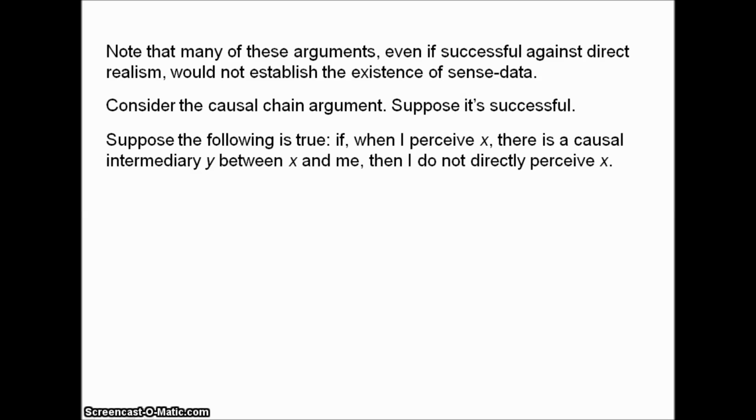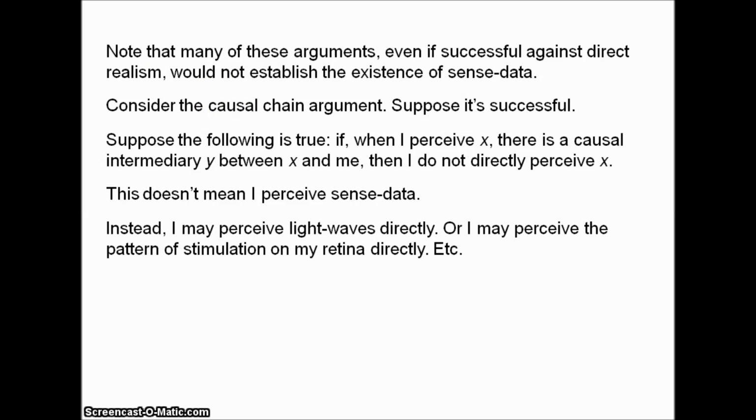For example, between the cup in front of me and myself, light waves are a causal intermediary. Okay, so I don't perceive the cup directly, but this doesn't mean that I perceive sense data. Instead, I perceive light waves directly, or I perceive the pattern of stimulation on my retina directly, or whatever. The point is, we don't really have representative realism. Now, of course, most direct realists wouldn't be happy with this conclusion either, but that's beside the point. The causal chain argument is not an argument for sense data, and it's just worth bearing in mind that just because something is an argument against direct realism doesn't mean that it's an argument for sense data. And I think that's the case with many of the arguments that we've seen.